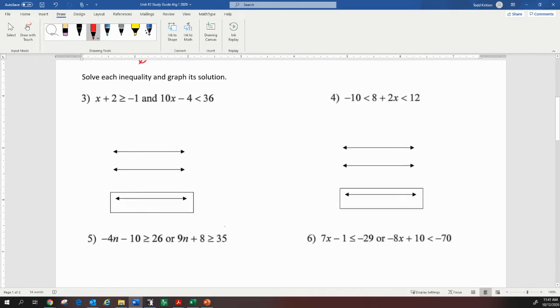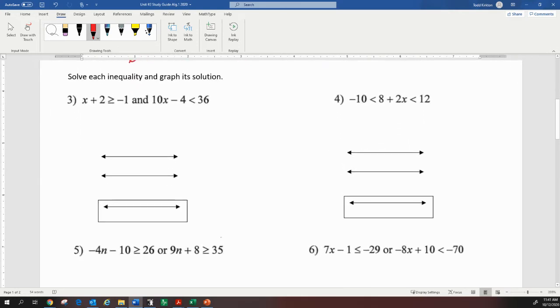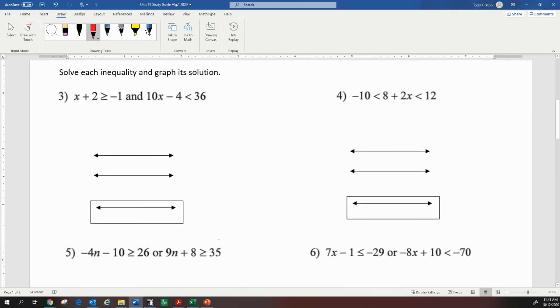Okay, let's get to the newer stuff. Just make sure we get a good review on this. Solve each inequality and graph its solution. Okay, so keywords right here. And means overlap, or means everything. I'm putting it all in there. So that's an and. So now all I have to do is solve both inequalities.